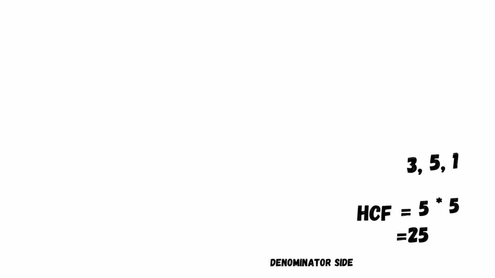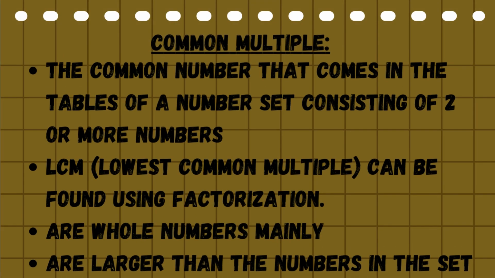Moving on, next, we have common multiples. These numbers appear in the tables of every number in the set of numbers. Common multiples are also mainly whole numbers that are larger than any of the numbers in the set of numbers. The lowest common multiple, or LCM, can be obtained by combined factorization of the set of numbers.